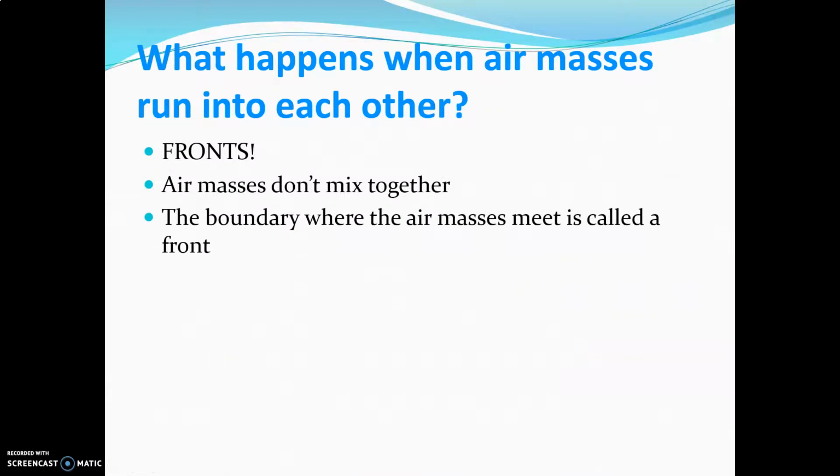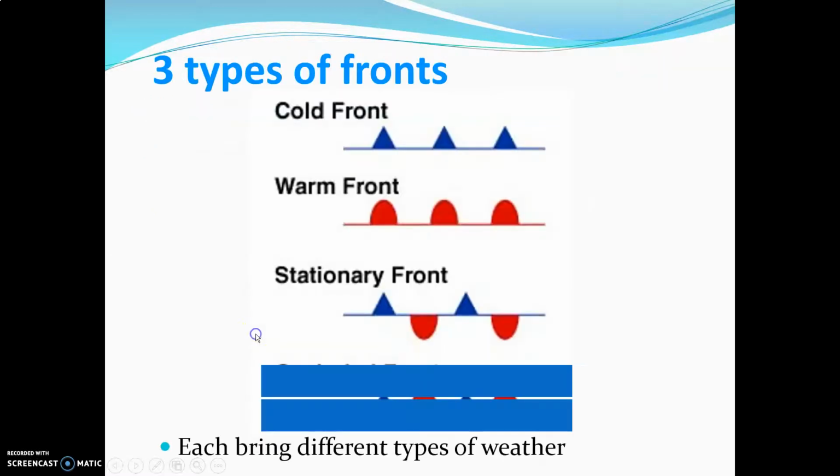What happens when air masses run into each other? Again, those are called fronts. The air masses don't mix together. The boundary where the air masses meet is called a front. There are 3 types of fronts that you have to know for your content. We have a cold front, which is represented by blue triangles, warm front by red semicircles, and then a stationary front is a combination of them both. Each brings different types of weather.